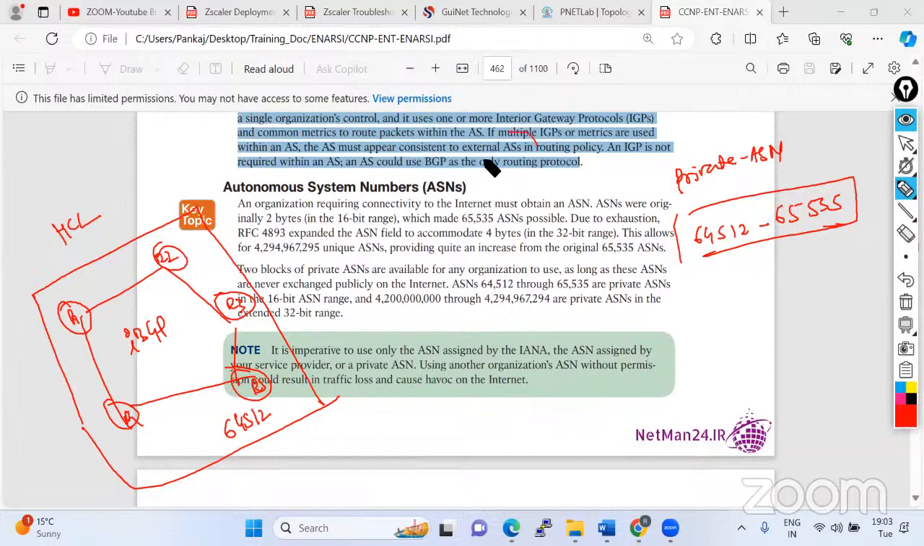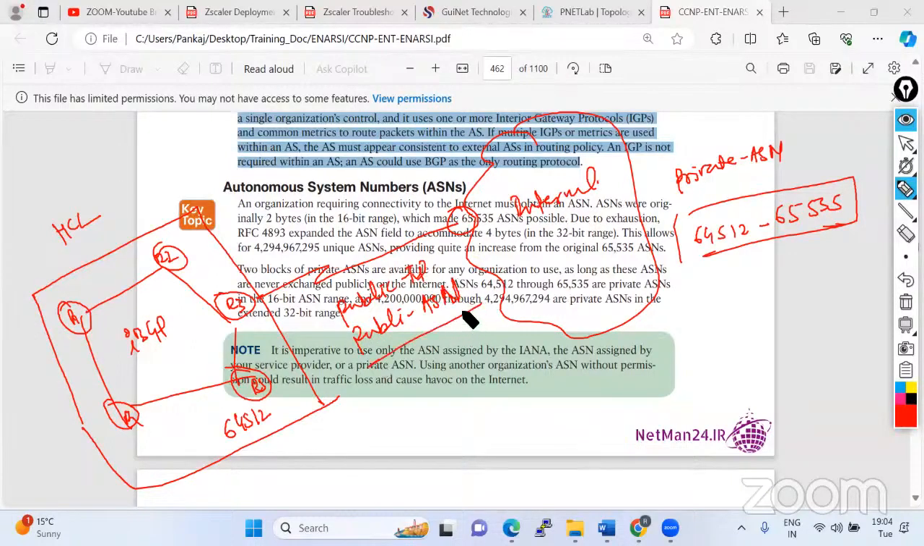But let's suppose I have to talk with the internet. Then I have to make BGP with the internet. But once you go on the internet, you require a public IP and a public AS number. So these two things are going to be required. You require the public IP and the public AS number. Then only you can communicate with the public network. Understand? So this is how it happens.